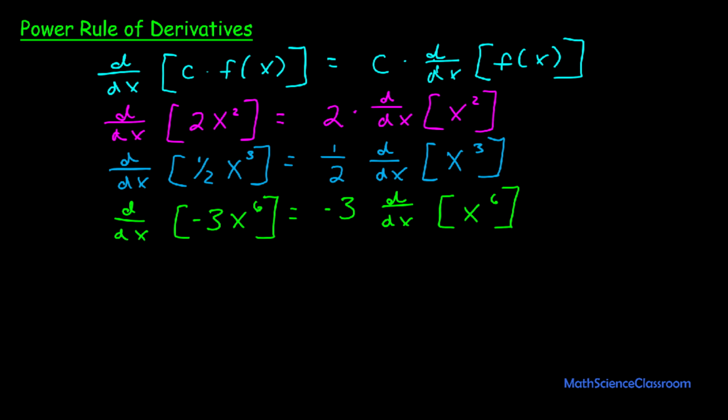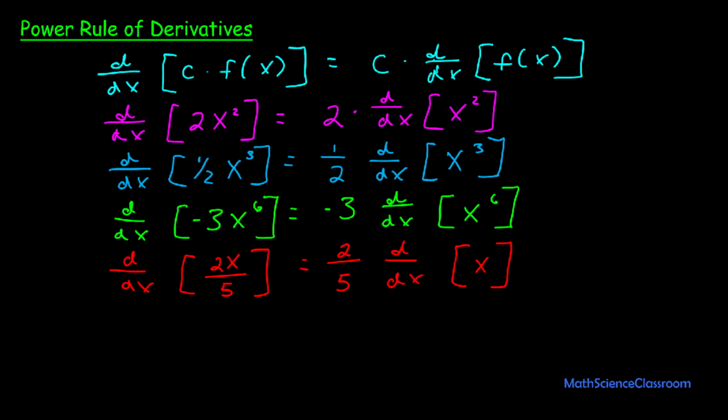Let's try one a little different. So d dx, the derivative of 2x over 5. So when we look at this, what is the constant? We can isolate 2/5. So 2/5 times d dx of x. Both of those on either side of the equation are equivalent.